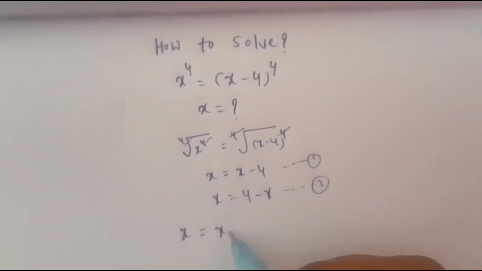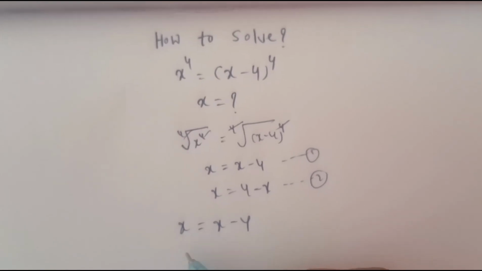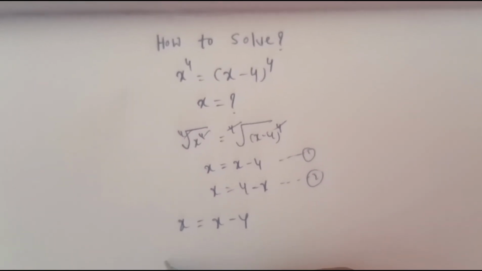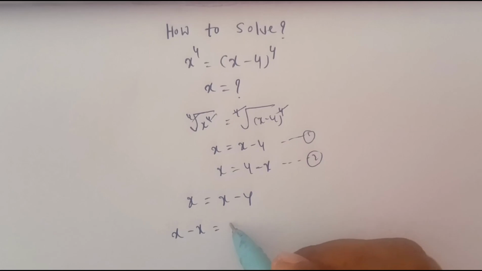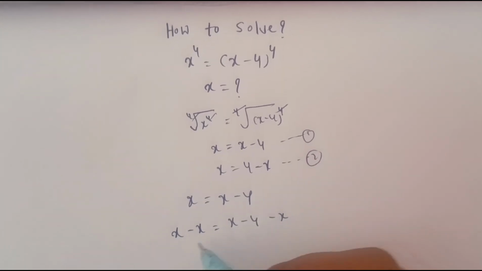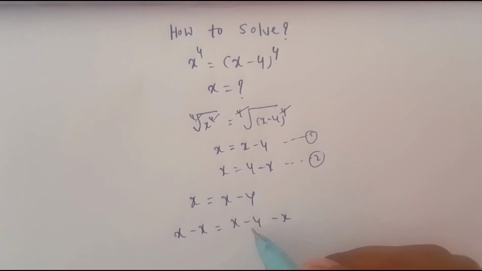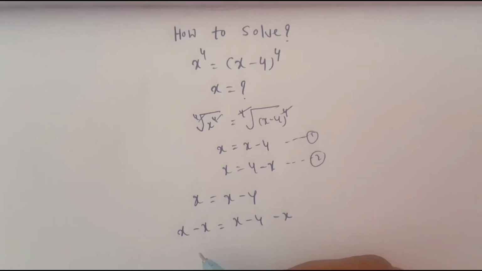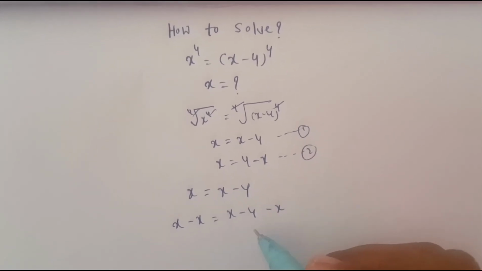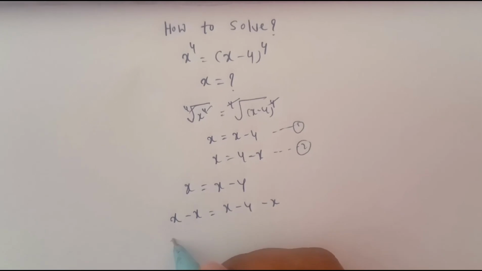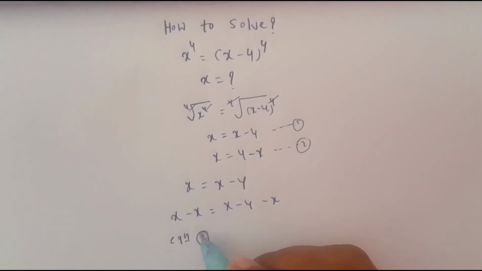x is equal to x minus 4. Subtract x from both sides. x minus x is equal to x minus 4 minus x. x minus x is 0, and x minus 4 minus x is minus 4. This is a contradiction, so there is no solution from this equation. So take equation 2.